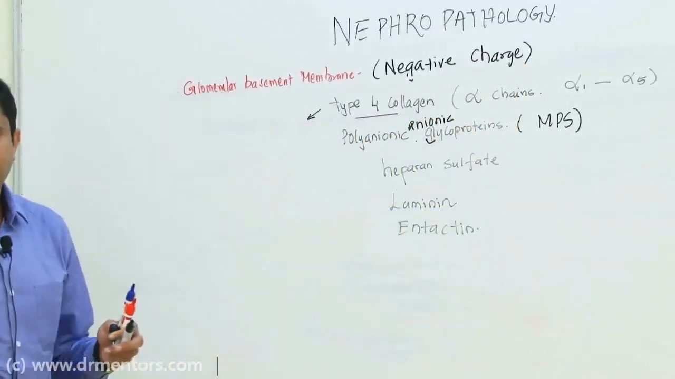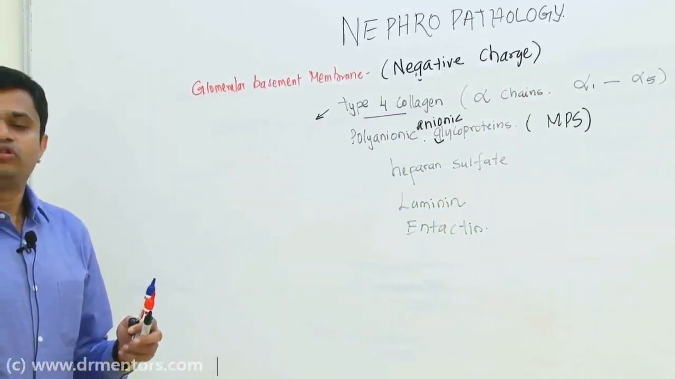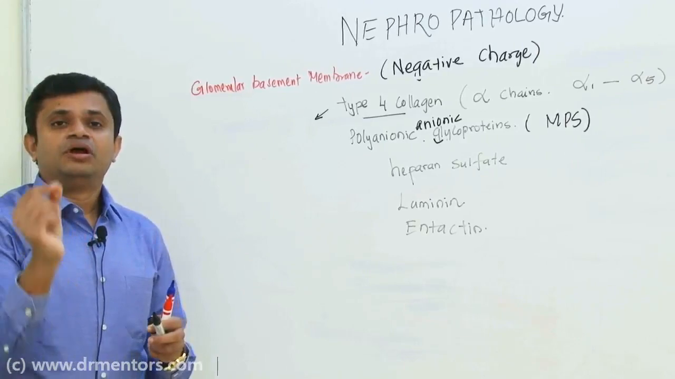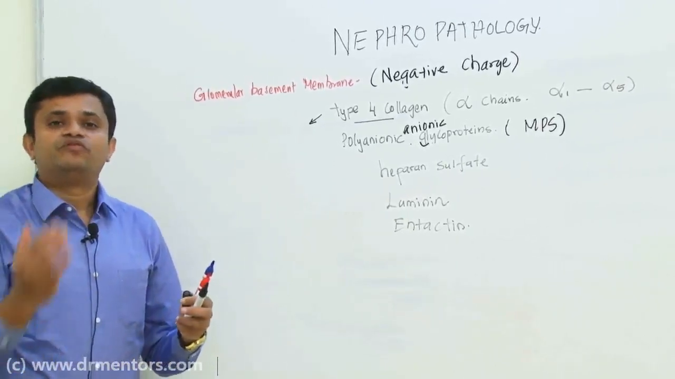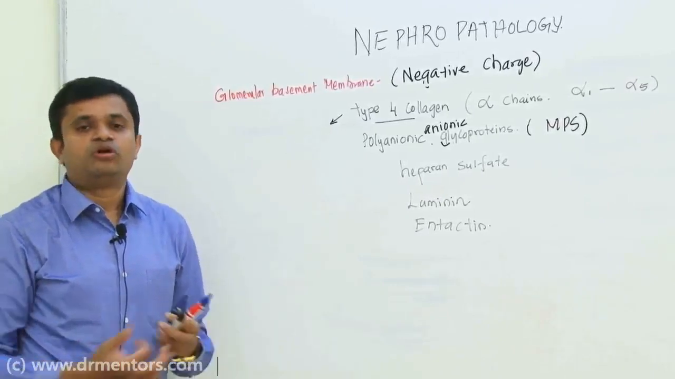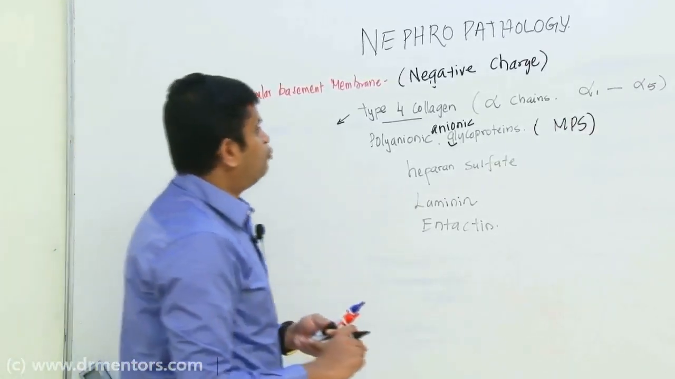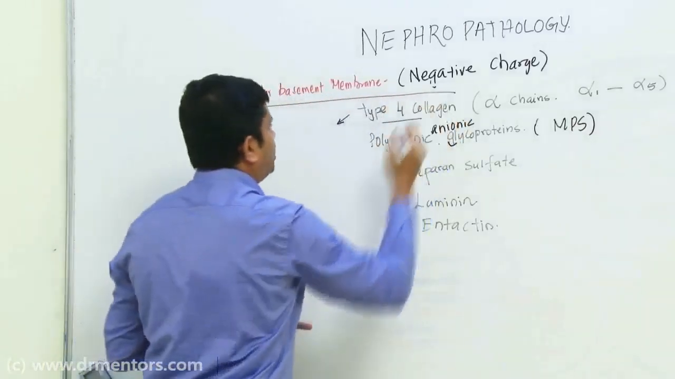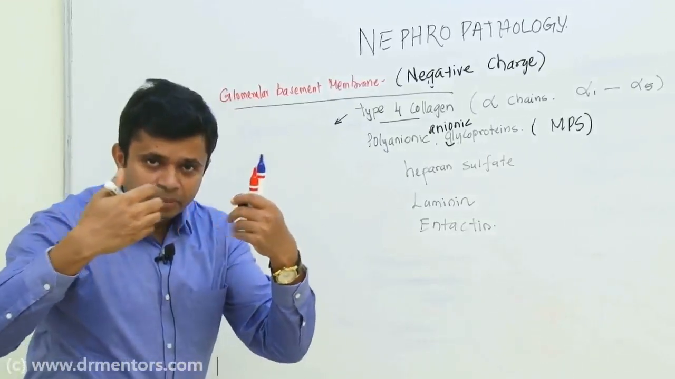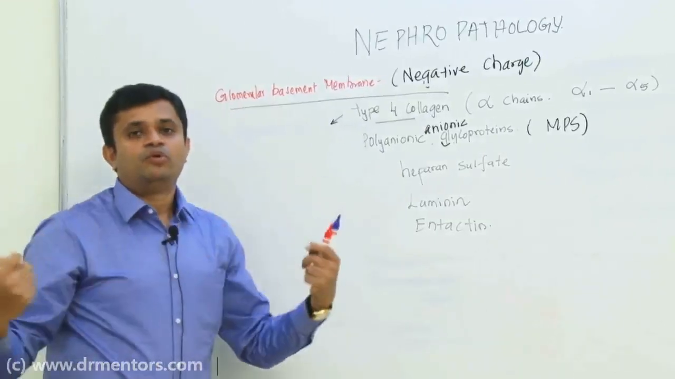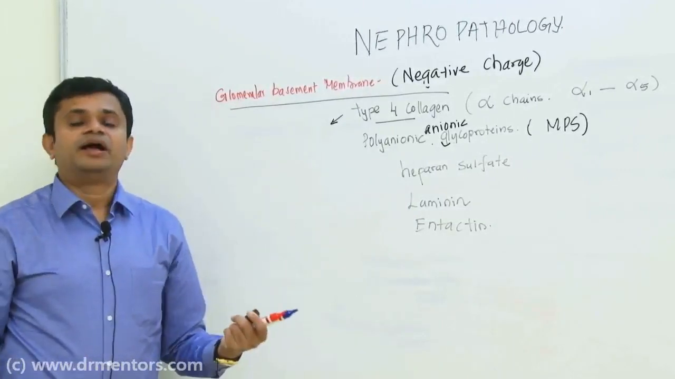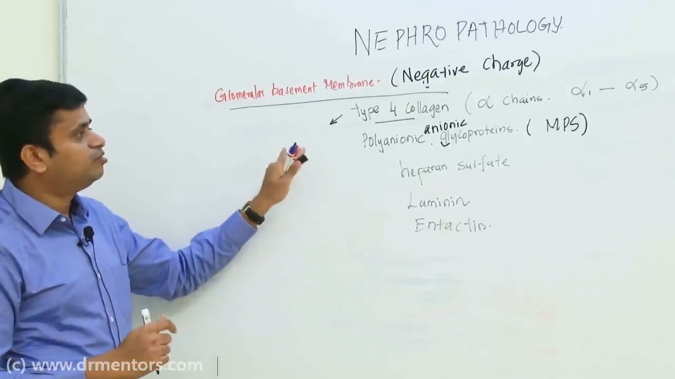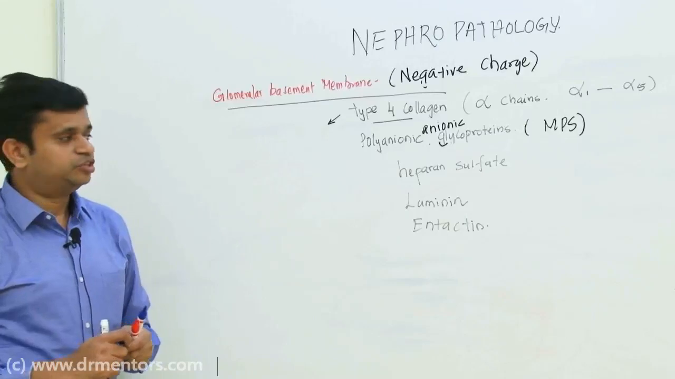Now why should you have a negative charge? Very simple. The reason is that you are mainly preventing the filtration of a protein called albumin from the blood into the urine. You don't want to waste your albumin into the urine. So if albumin has a negative charge and your GBM has a negative charge, both charges repel each other. That's why physiologically albumin is not wasted, because the GBM is negatively charged.